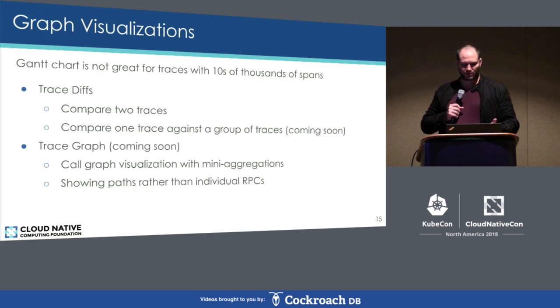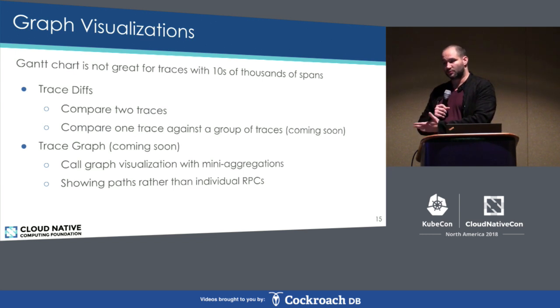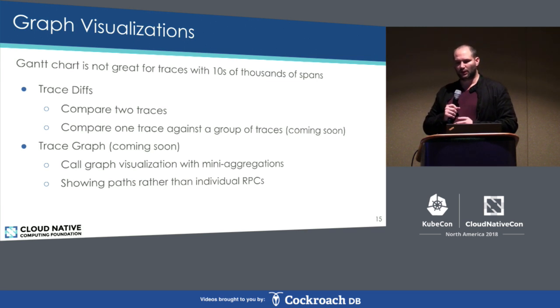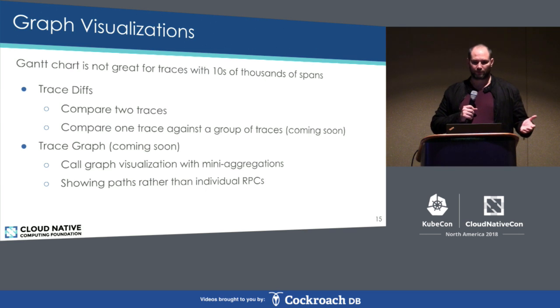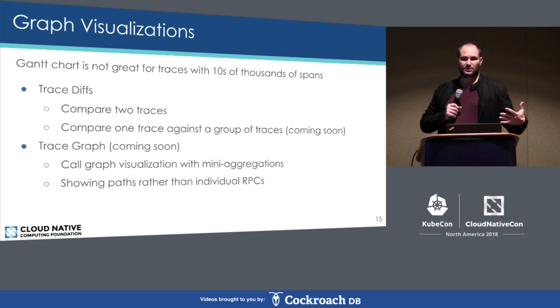Additionally, we've done some research on comparing one trace against a group of traces, which has proved pretty interesting. People are showing some affinity for that. So that's something we're actively exploring for a future release. So the trace graph, which Pavol mentioned, is a single way to reduce the complexity of a trace.